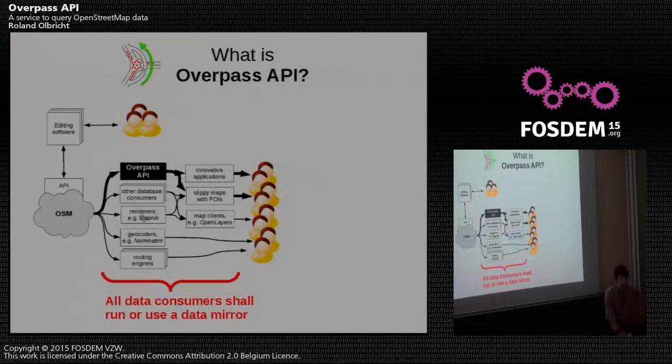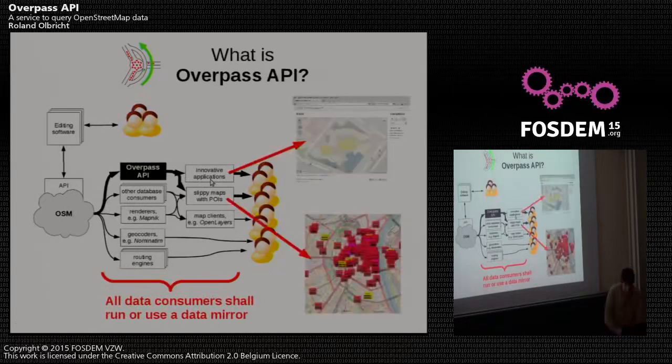Even the rendering software that does the well-known map on OSM.org, which a lot of talks before this day have mentioned, is produced on a mirror server that then does all the rendering. And this is also where Overpass API is placed. It really keeps an up-to-date copy. And now you can have innovative applications, Slippy maps, or whatever you want without a dedicated backend, just by fetching the data as you need it with these requests from the Overpass API.